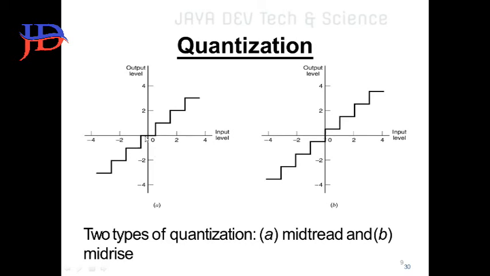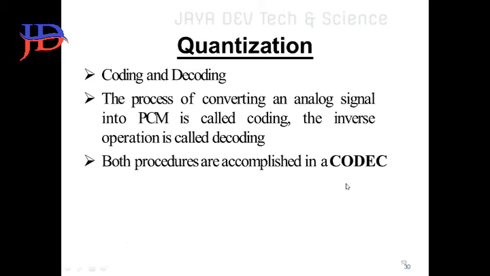Here the input level of the negative and positive both are showing at the 0 level. Here the negative and positive values of the output levels are both rising. Then this is the mid range. So this is the difference between the quantization errors, or the quantization types.